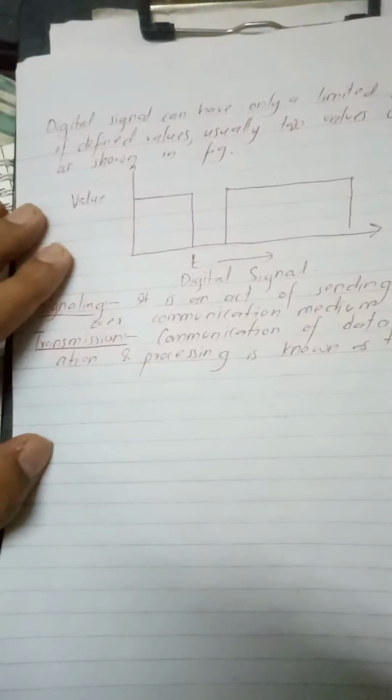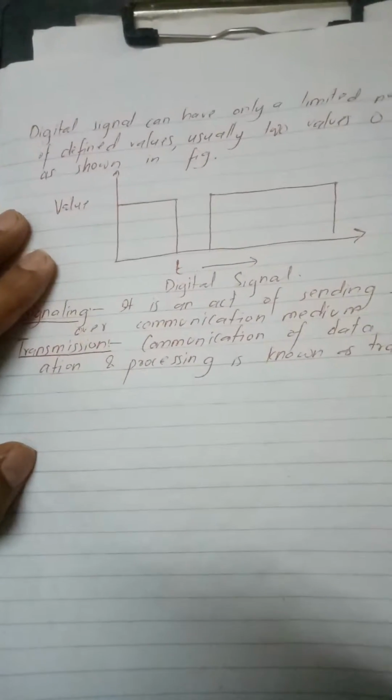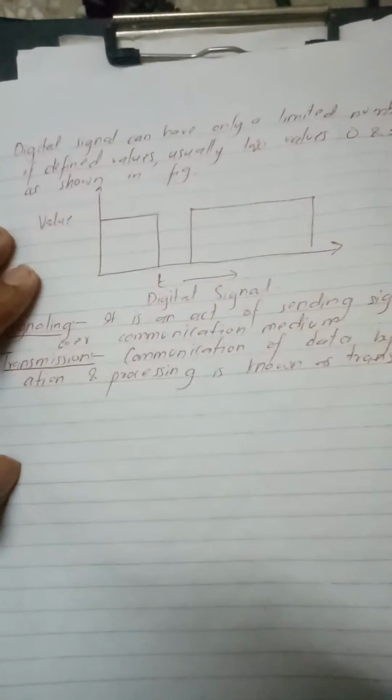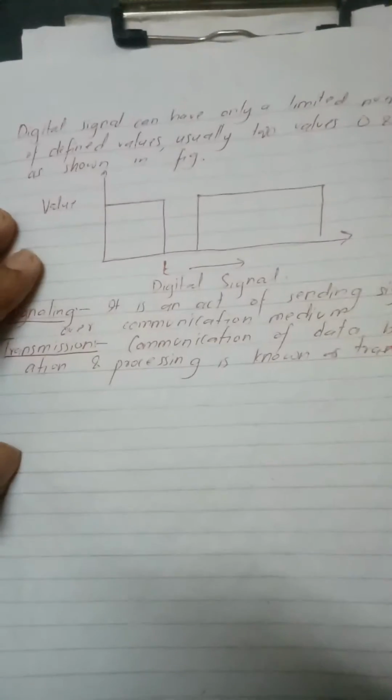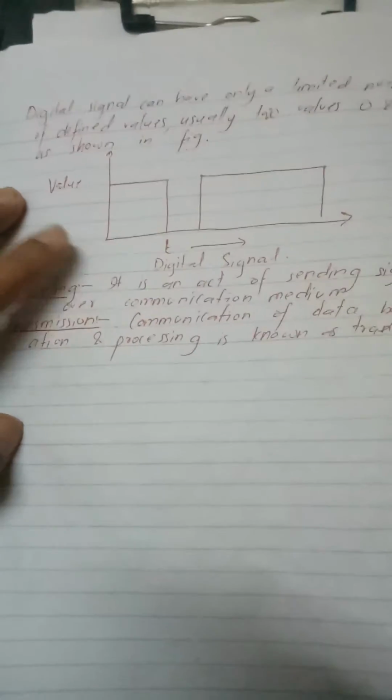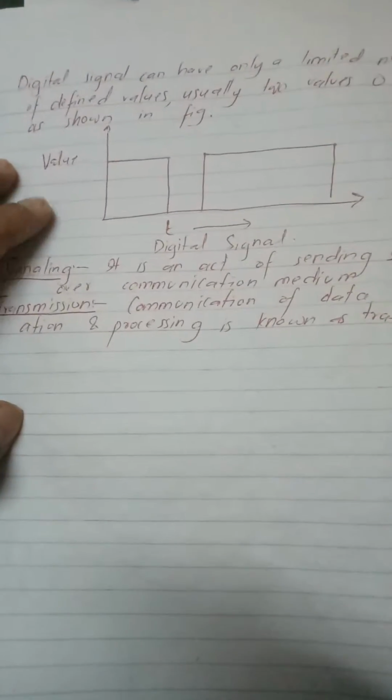That is in front of you, value with the time. That is the analog signal, and you can have the representation in pictorial form as well. So, talking ahead, a digital signal can only have a limited number of defined values, usually 2 values, 0 and 1, as shown in the figure. So this is how we're going to show it. Value against time, that is the digital signal.